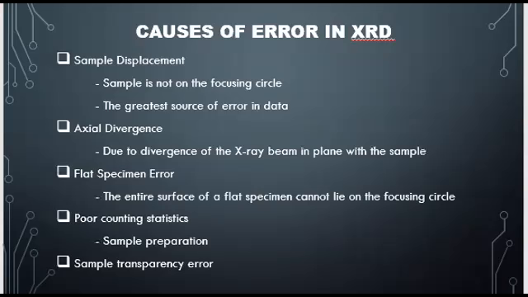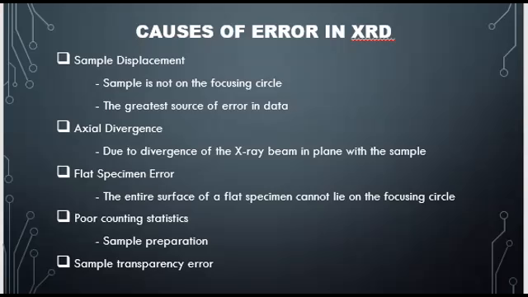There are a few common sources of error when collecting data from XRD. The most common of all is sample displacement. This means that the sample is not in the correct place and it is not in the focus of the X-ray tube or the detector. Axial divergence can be minimized with the primary and secondary optics. Flat specimen error and poor counting statistics can be avoided with better sample preparation.